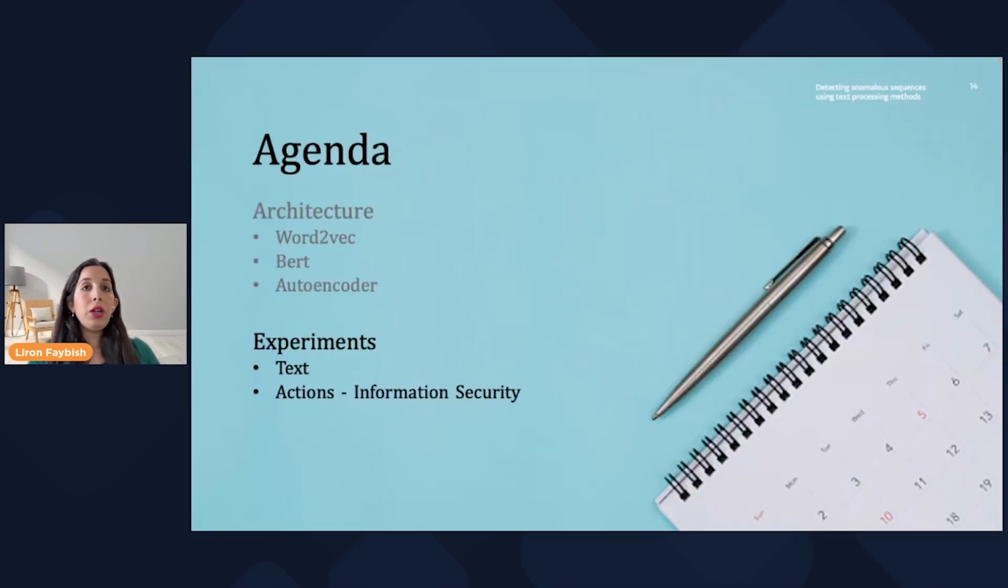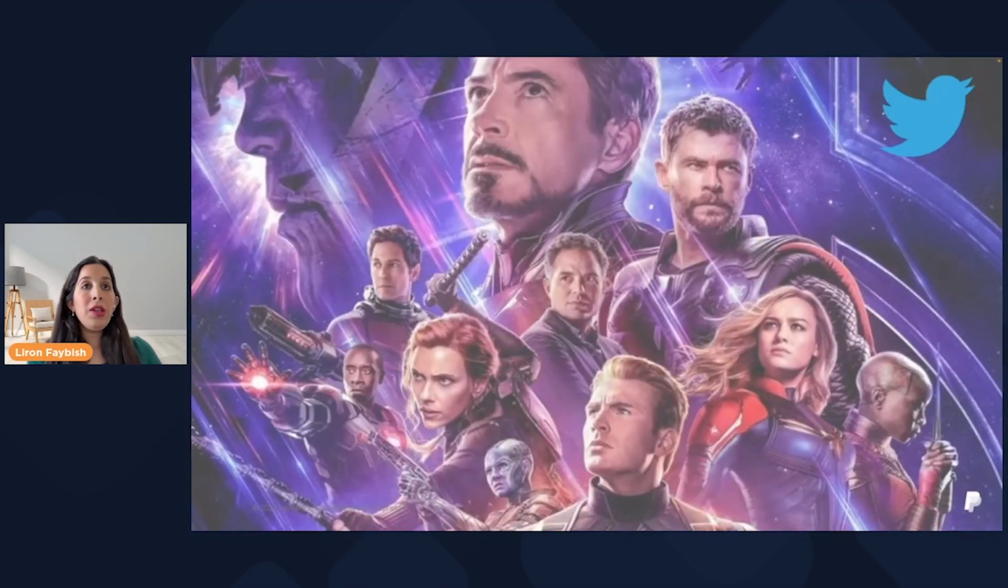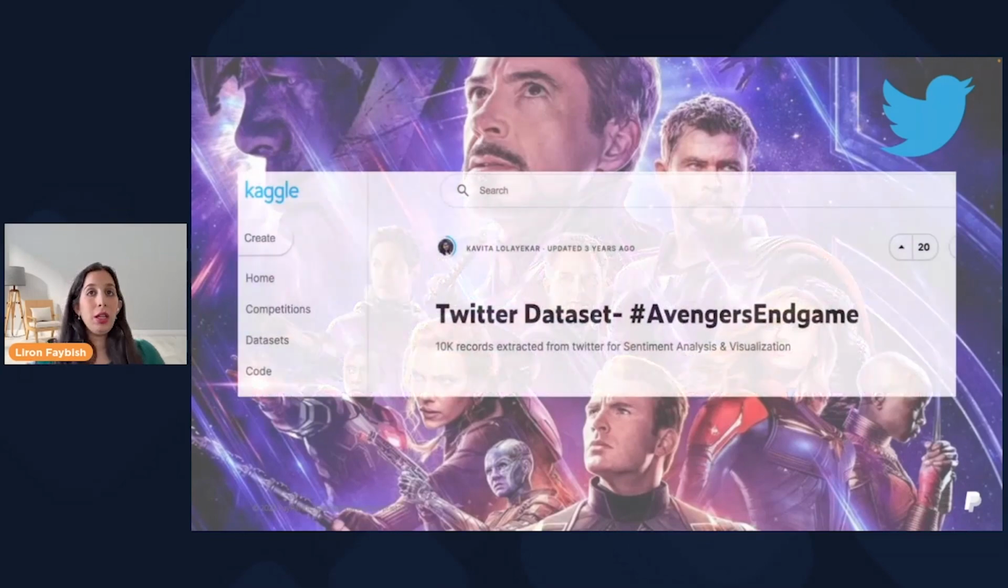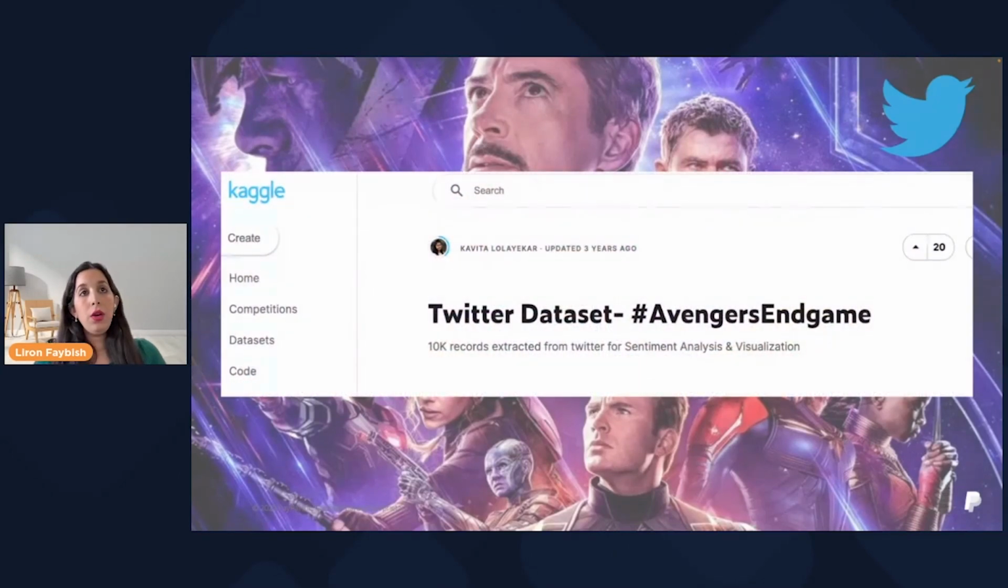So now, after talking about the architecture of the method, we can move to the second part of the presentation, which is the experiments I made in order to prove the accuracy of both methods. In order to test both methods, we did the following test that uses text sequences as input. We used a dataset that contains tweets about the Avengers Endgame movie. This dataset is taken from Kaggle, and you can find it online. We just needed to clean it a bit, removing hashtags and such from the original text.